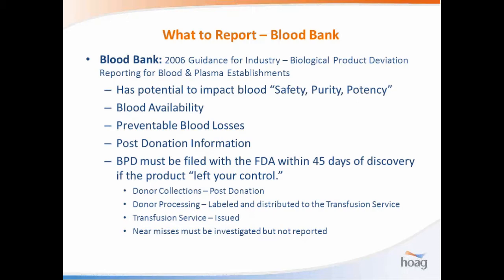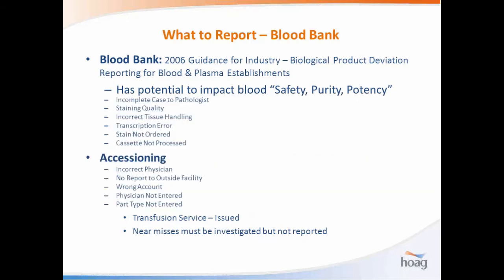For the donor processing laboratory, it's anything discovered after the unit's been labeled and distributed to the transfusion service. And for the transfusion service, it's anything discovered after the unit has been issued to the nursing unit. Based on those definitions, we consider those reportable, and we consider that those products have left our control. And again, we investigate near misses even if we catch them prior to them leaving our control, but we don't report those to the FDA.